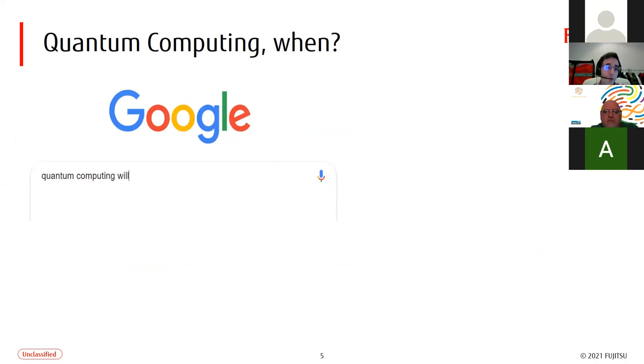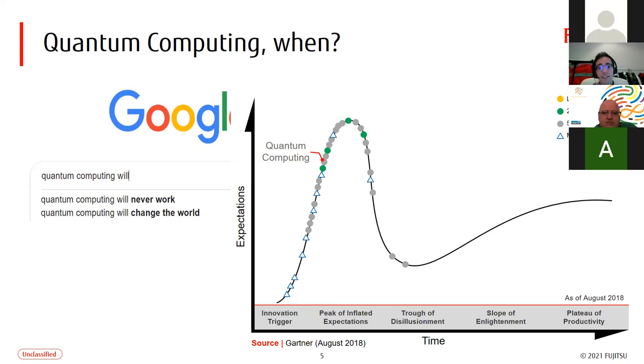And if you ask Google, quantum computing will, the first two sentences that follow will be never work or change the world. So maybe quantum computing itself is in a superposition of states, right? We don't know exactly the implications of using quantum computers, maybe in the future, but we don't know exactly when they will come to solve all our problems. This is one of the main questions in the quantum computing industry. With this Gartner hype cycle that maybe all of us have seen sometime, we can see that quantum computing is going into the peak of inflated expectations.